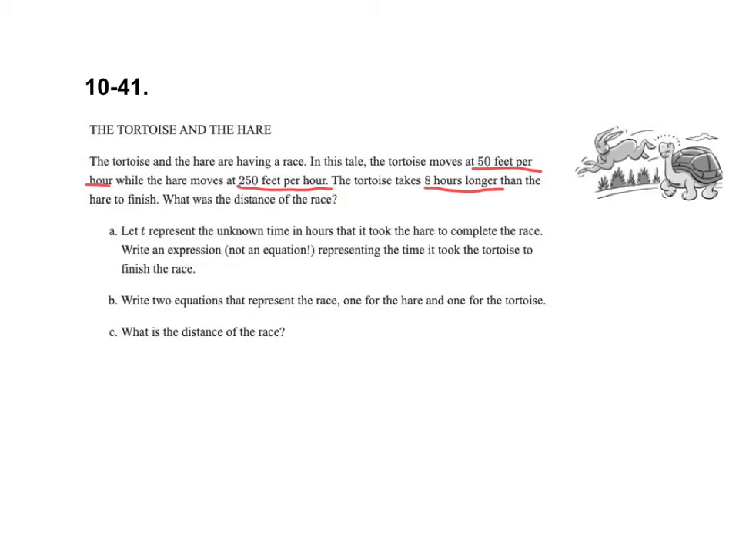Well, to write the expression here, the hare took some amount of time. So this is the total time it took the hare to finish, t. But the tortoise took the total time it took the hare plus 8 hours to be able to finish the race. So this is the amount of time that the tortoise took. So t plus 8 would be the solution for the expression of how long it took the tortoise.